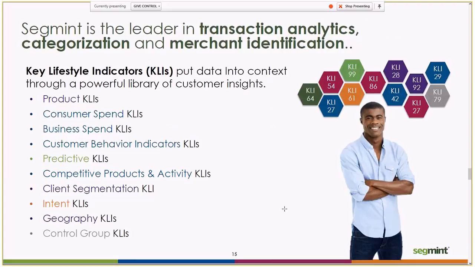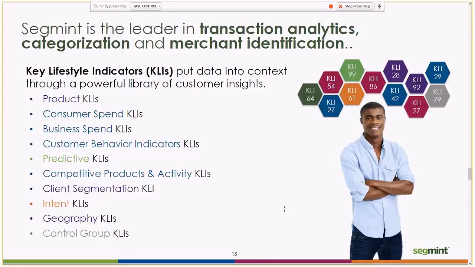Consumer spend KLIs: are they a home improver? Are they a traveler? Or are they sending kids to college at this point in their life? We're extracting these details, and our models run against transaction data to identify these consumer spend categories and really what's going on in the life of these members on a personal basis. We'll analyze business spend and categorize business spend transactions as well.